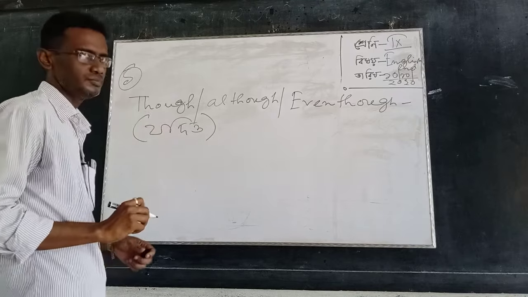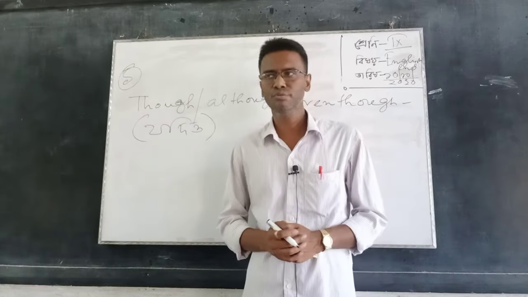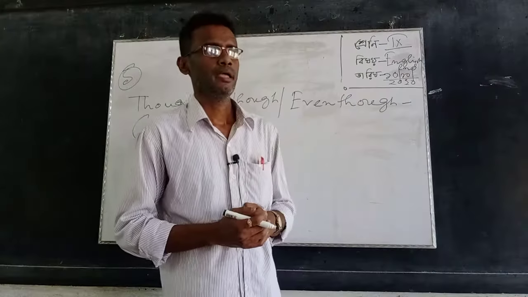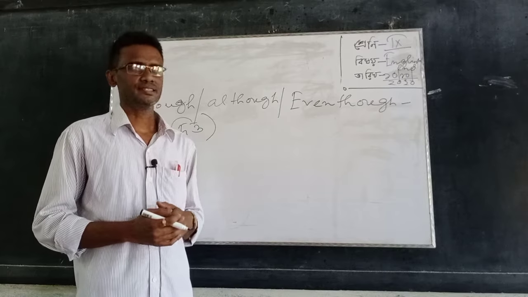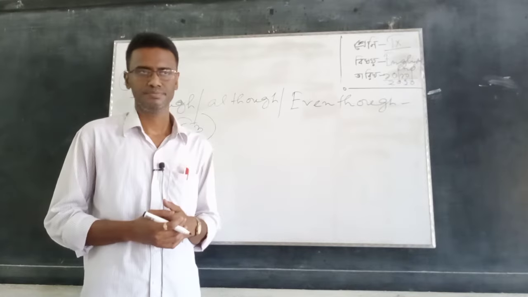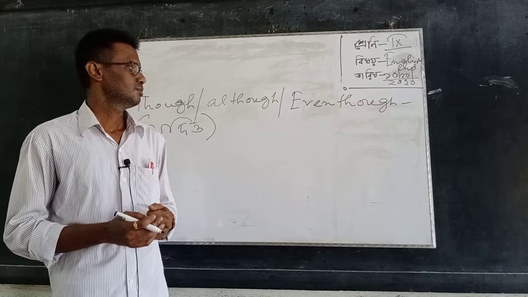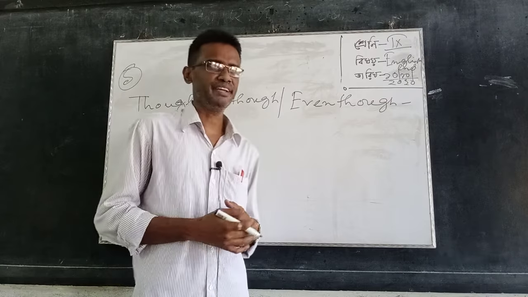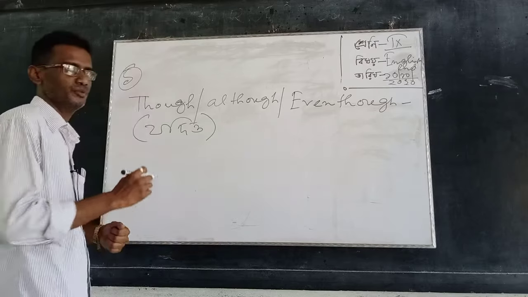যদিও. If the sentence contains though, although, even though, you have to complete the sentence, and this sentence expresses the opposite meanings. So we have to complete the incomplete sentences. Express the opposite meanings. Then one example is done for you.